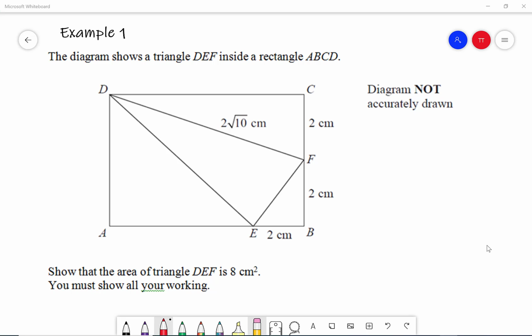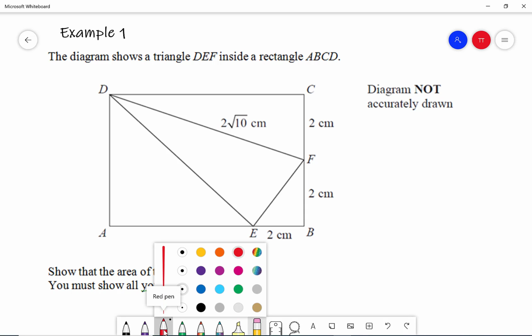In this video, we're going to look at the application of surds. Now, if we take this question here, it says the diagram shows a triangle DEF inside a rectangle ABCD. We need to show that the area of DEF is 8 centimeters squared, and we need to show all of our working out.